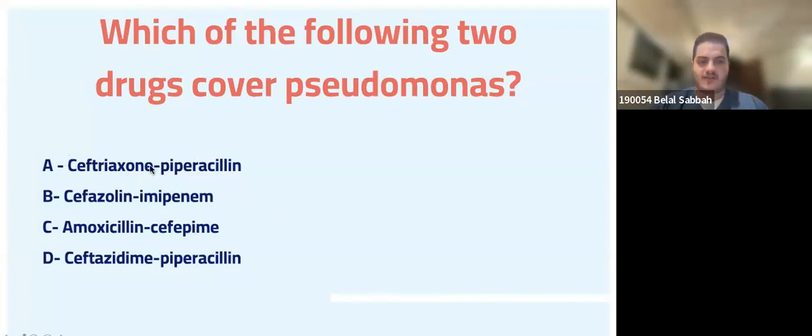Exactly. Ceftriaxone doesn't cover it. Piperacillin does. In B, both of these, imipenem and cefazolin, don't cover it. Amoxicillin doesn't cover it. Ceftazidime and piperacillin do cover it. So that's why it's D.